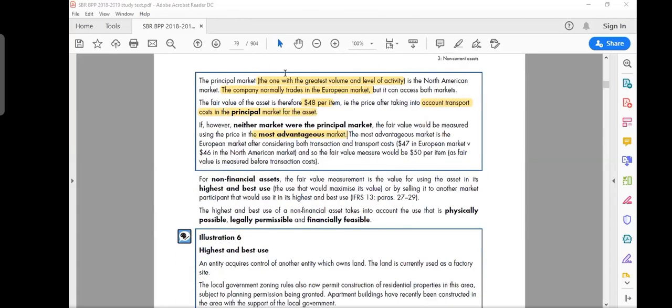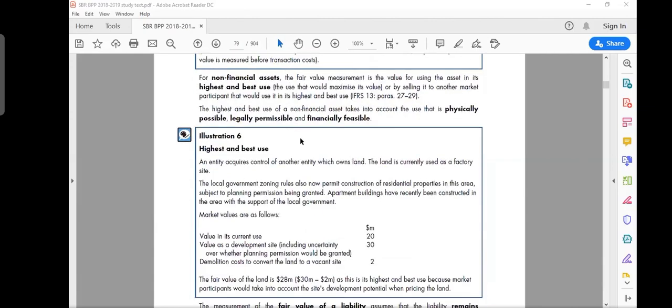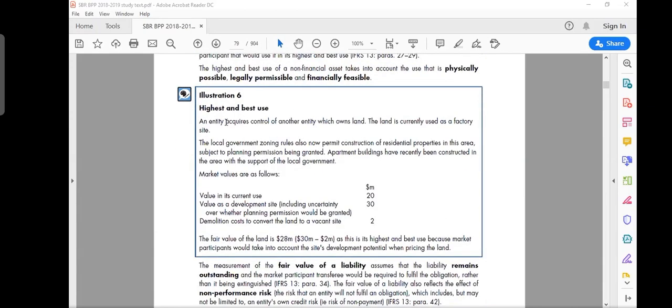Let's see if there is one more example or not. Let's see what is the highest and best use. Illustration number 6, highest and best use. An entity acquires control of another entity which owns land. The land is currently used as a factory site.